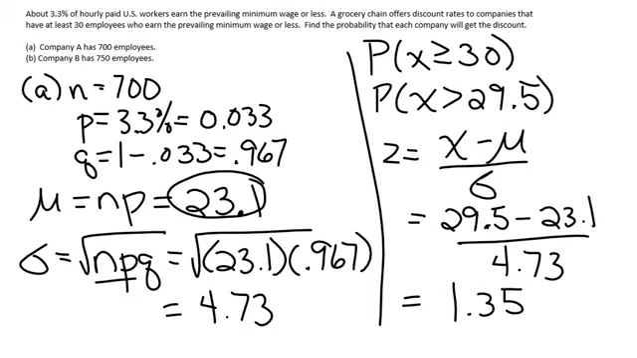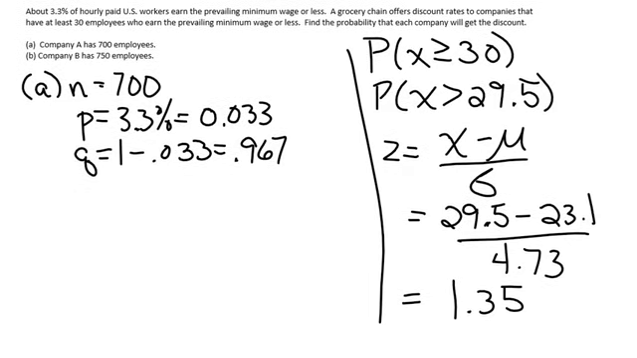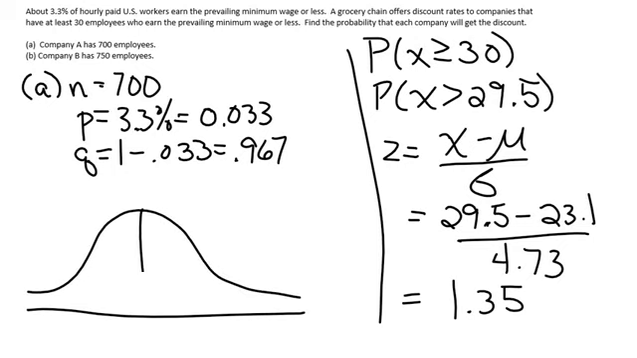Now, what does this look like on the graph? If I were to draw our curve, we have the z-value of 0, so 1.35 would be somewhere in here. Now, we're looking for greater than. This means that we're looking for the area to the right. Remember that when you're looking for the area to the right, you subtract the area that you find in the chart from 1.